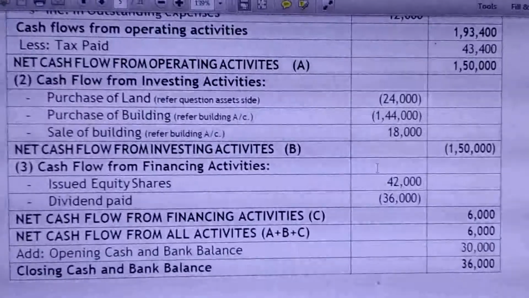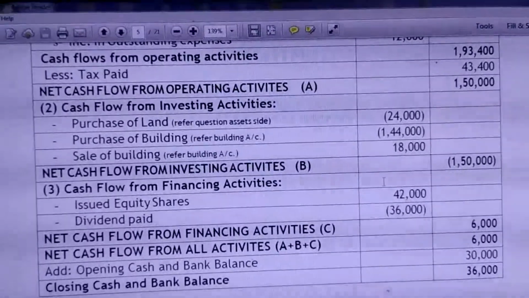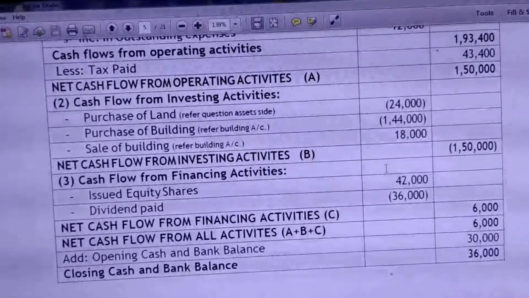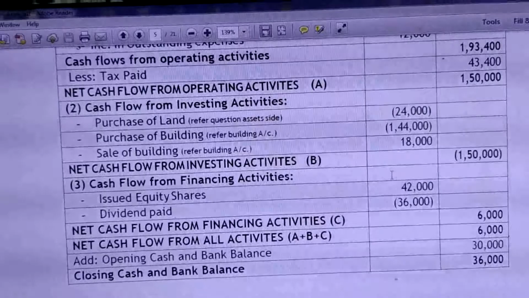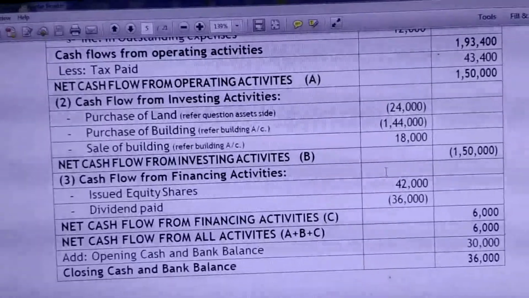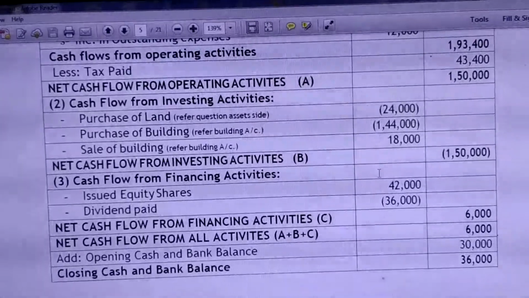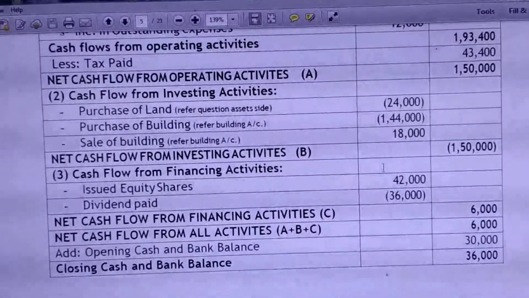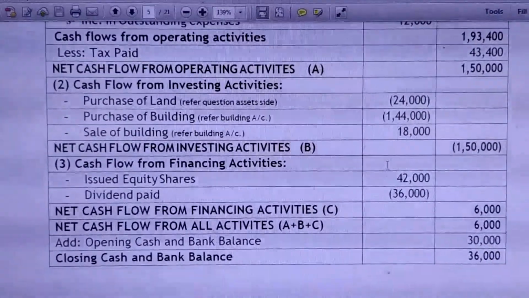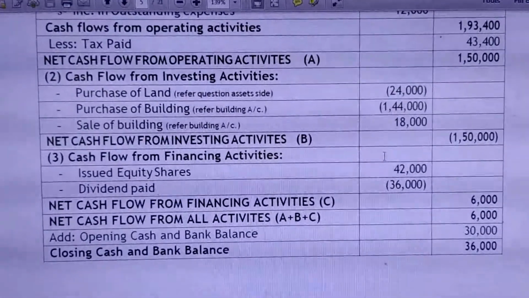So cash flow from operating activities 1,50,000 and cash flow from investing activities 1,50,000 outflow, that will be 0. Then finally you have cash flow from financing activity 6,000 rupees. Now the 6,000 rupees will be A plus B plus C, that is operating activities plus investing activities plus financing activities. Add the opening balance of cash 30,000, you will get the closing balance of cash.